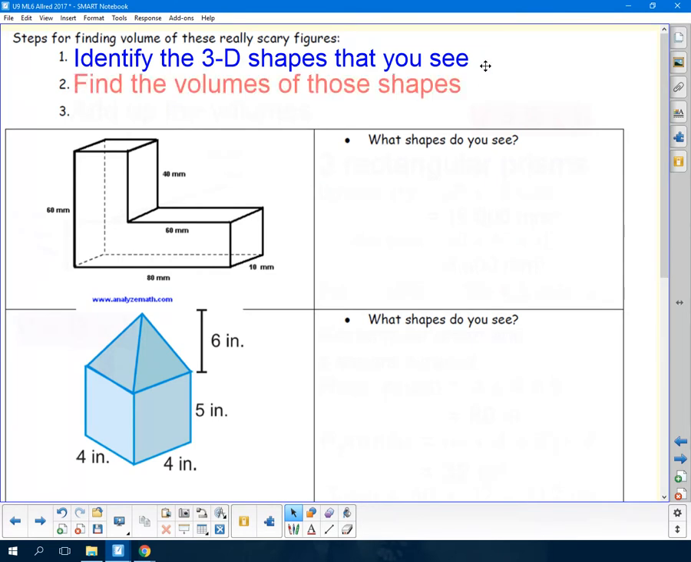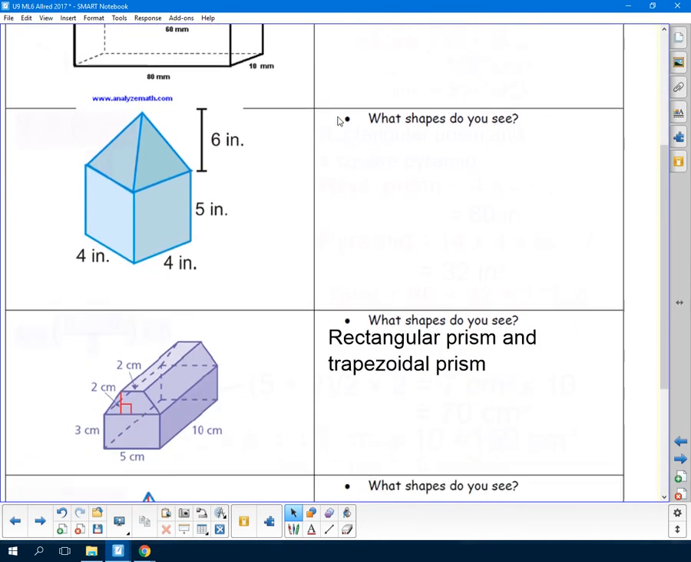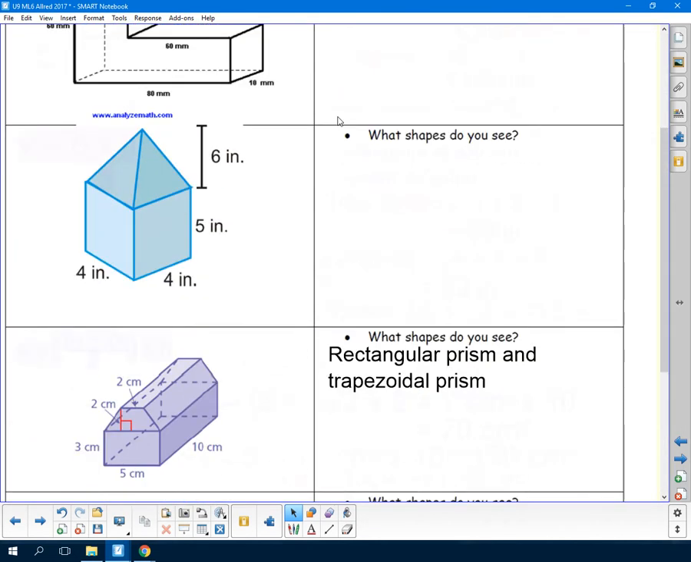You want to find the volume of those shapes using the formulas from your foldable. Go ahead and get your foldable out so you can use that to do these. Find the volumes of those shapes that you see. And then we're going to add up all the volumes. We're always going to add them because these shapes are composite. They're together. Look throughout this document. On this paper, you see a bunch of different shapes that are all together.